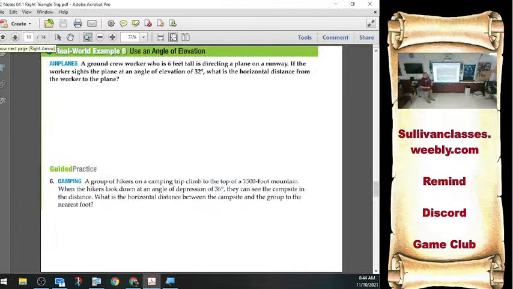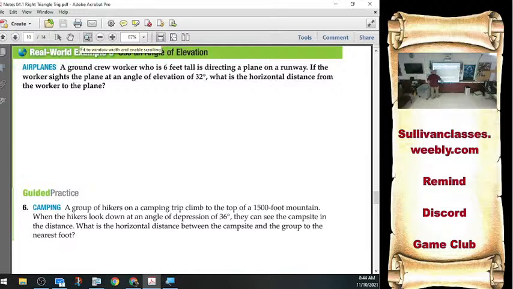Okay, now we'll use the angle of elevation. If you like doodling, y'all love this. Because in geometry, we learned the axiom, when in doubt, draw it out. A ground crew worker who is 6 feet tall is directing a plane on a runway. If the worker sights the plane at an angle of elevation of 32 degrees, what's the horizontal distance from the worker to the plane?